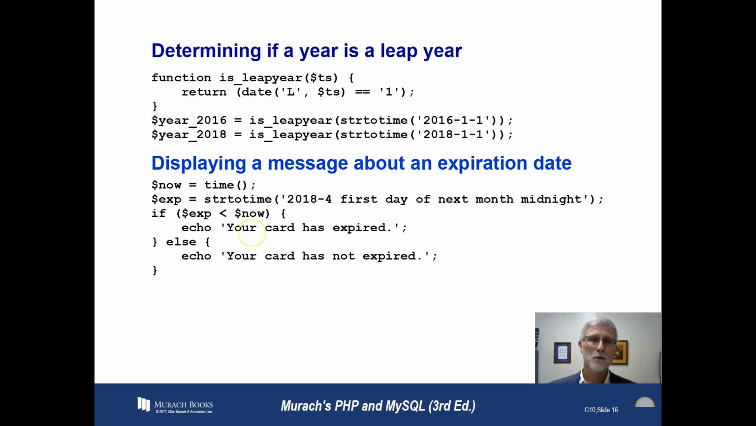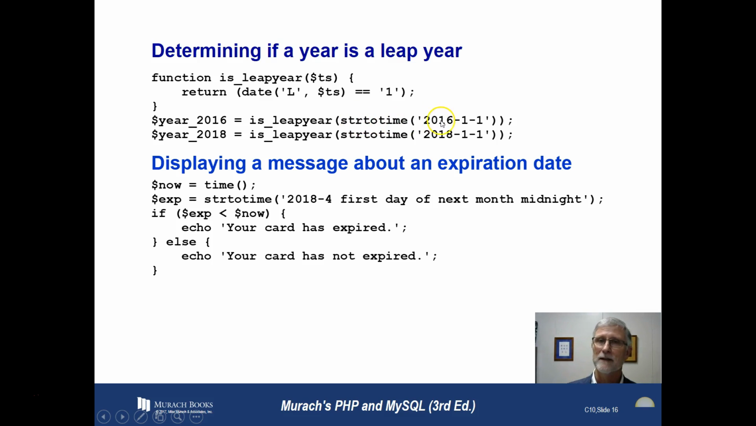Now, how do I determine if something's a leap year? Here's a brief little function. One of the date functions, was a leap year. So I'm checking if it's true or false. I'm passing a timestamp, checking the timestamp, comparing it, and I'm going to return 1 or 0 if it's a leap year or not. You can do the same thing with convert.